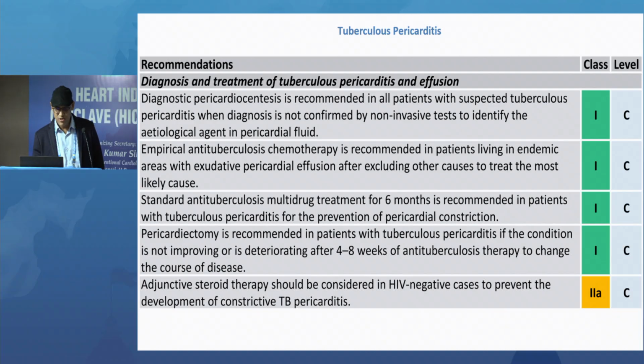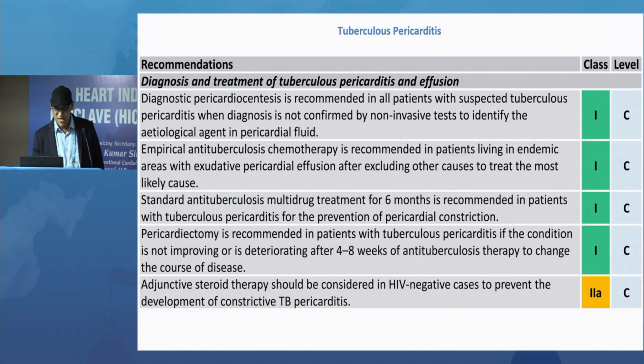Empirical antituberculous chemotherapy is recommended in patients living in endemic areas with exudative pericardial effusion after excluding other causes. So you don't have to make a confirmed diagnosis of tuberculous pericarditis. If on pericardiocentesis you get an exudative pericardial effusion, you can start empirical antitubercular therapy. Standard antitubercular multi-drug therapy they have recommended only for 6 months and not more than that.